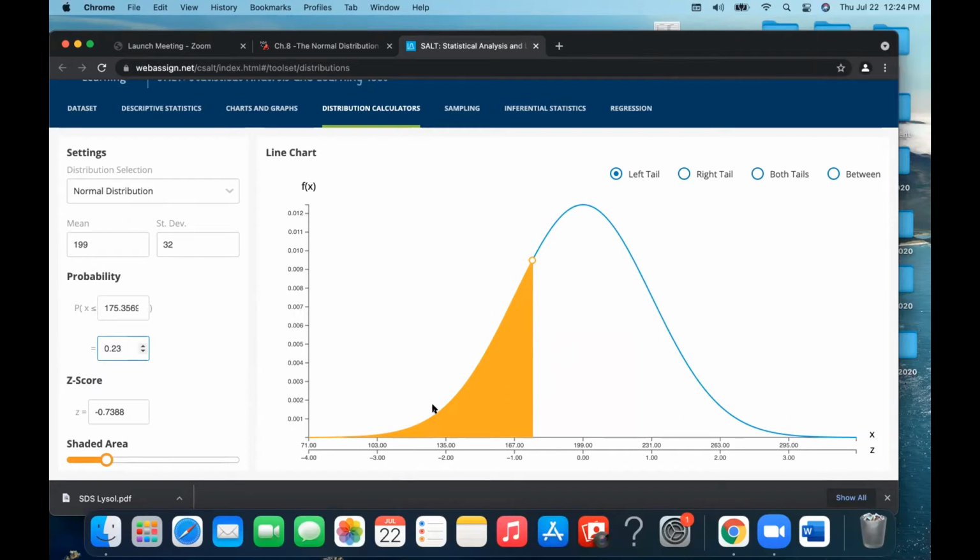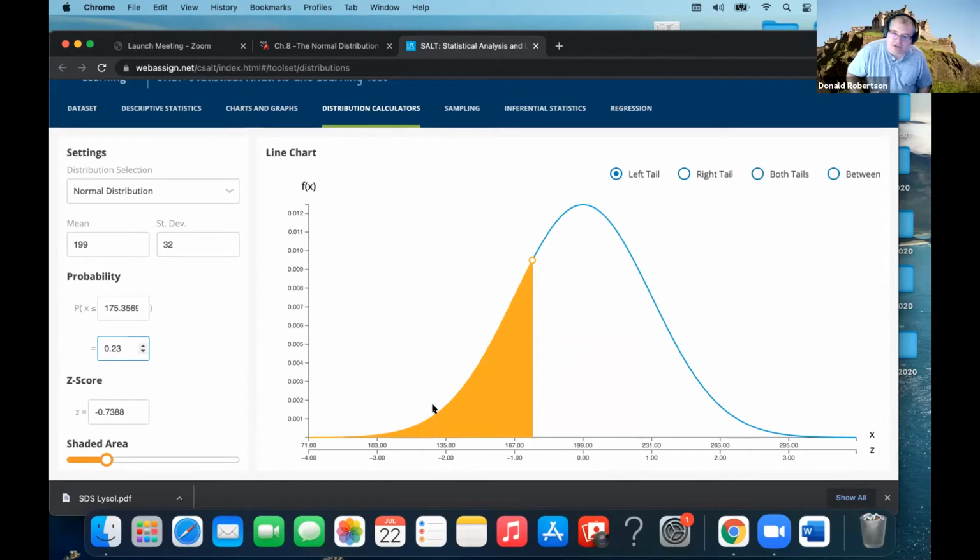But if they had said, what would you need to be in the top 23%? I guess that would be the really high cholesterol level. Then what you would do is you would click that right tail. Don't do it because it would change the answer. But you would click that right tail and then you would type in the 0.23. So you make sure you're either on the left or the right, depending on what the story is asking for. And these are called percentiles, if you want to know about them.